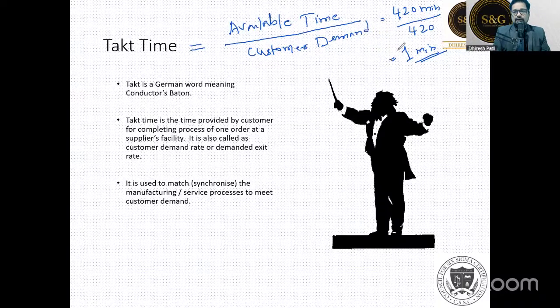If instead of 420, we only have 210 pizza orders every shift, my takt time becomes 2 minutes. Clear? Very simple.